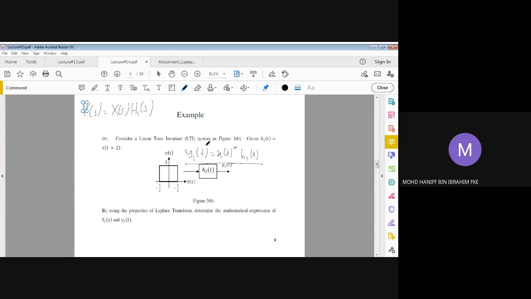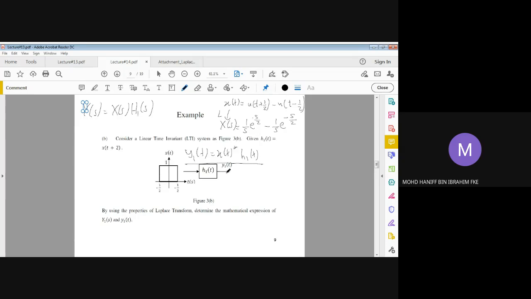Okay, so that should be our task now, which is to find the Xs and also the H1s. From this diagram, we know that x(t) can be written as u(t + 1/2) minus u(t − 1/2). So for the Laplace transform of x(t), X(s) shall be equal to 1 over s times e^(s/2) minus 1 over s times e^(−s/2). That should be the Laplace transform for x(t), based on the equations here.